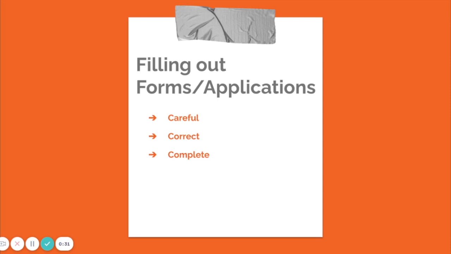Also be complete, answer every question. If a question does not apply to you, write NA. Describe all of your skills and abilities. After you complete the form, read it again to ensure that no information is missing. And then be correct. Watch your spelling, grammar, and punctuation. So hopefully some of these tips will help you in the future.